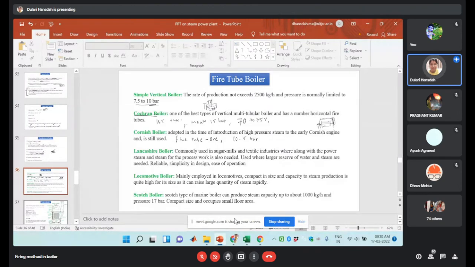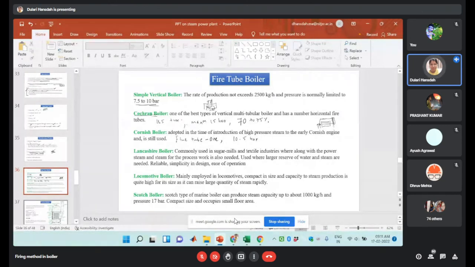Then we have the locomotive boilers. Locomotive boilers are mainly employed in locomotives. It is of compact size. The capacity of steam production is quite high for its size. It can raise a large quantity of steam rapidly.